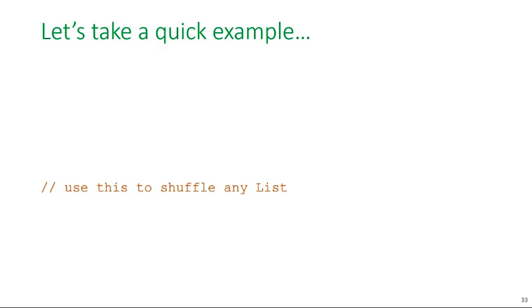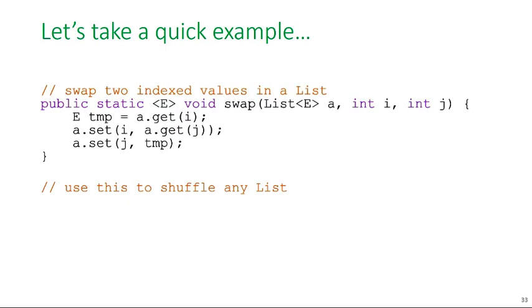So let's take a quick example to wrap up this part on list. So we have a swap method here. It's a generic swap method. So public static is also a static method. We take a type parameter E. We have a list of E that is our first parameter A, and then we specify indexes I and J. And what we want to do is we go into the list A, we take element index I, element index J, and we swap them around.